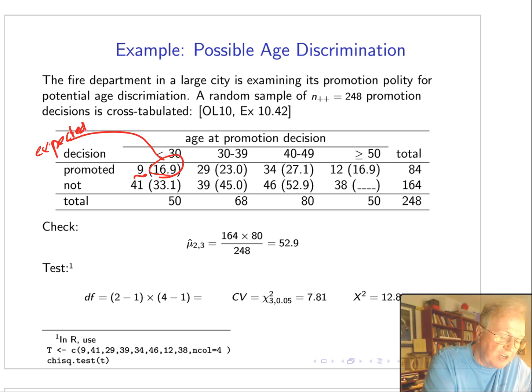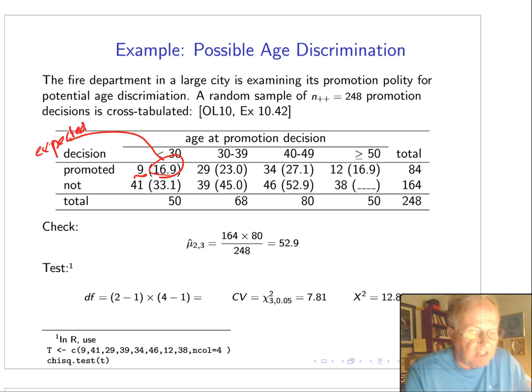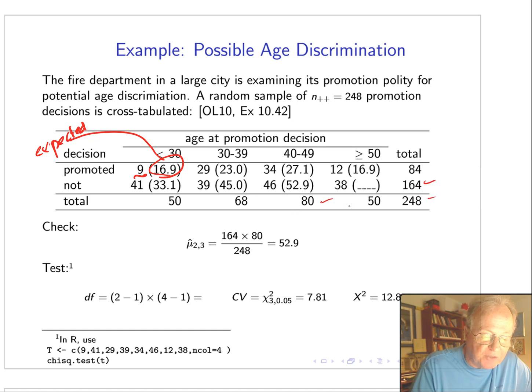And this is pretty common notation. You'll see this in a lot of textbooks. I've calculated all but one of them. Here's a typical calculation for, let's see, row 2, column 3. So I took 164 times 80 and divided by 248, and that gave me the 52.9 number.